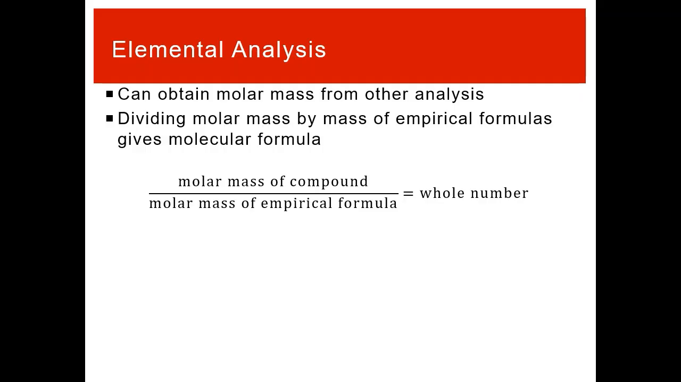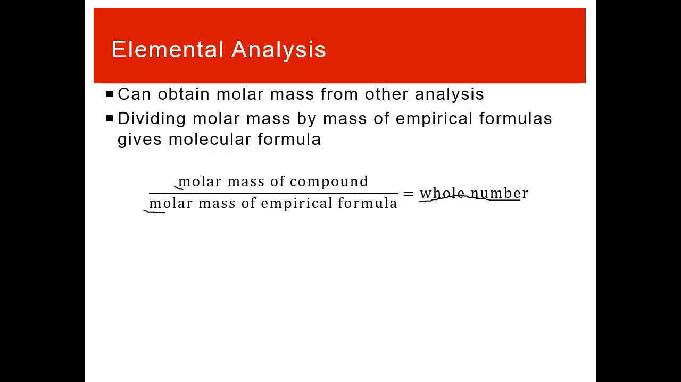So you figure out the molar mass of the compound. That comes from an experiment. You have the actual formula of the empirical formula, you know, the elements and their subscripts. So you compute the molar mass of the empirical formula. Well, what ends up happening is you're basically dividing out what is the mass per empirical formula out of the entire mass of the compound. And it gives you this whole number.